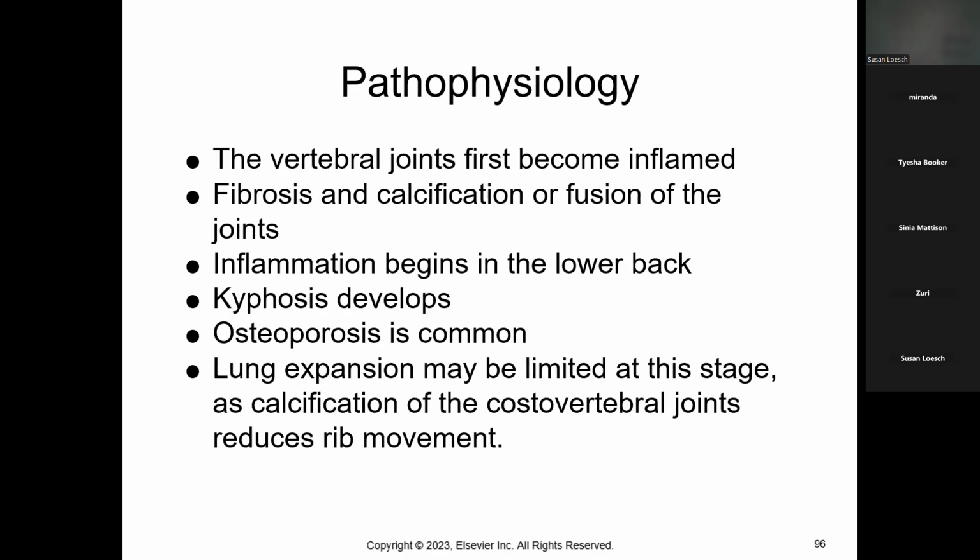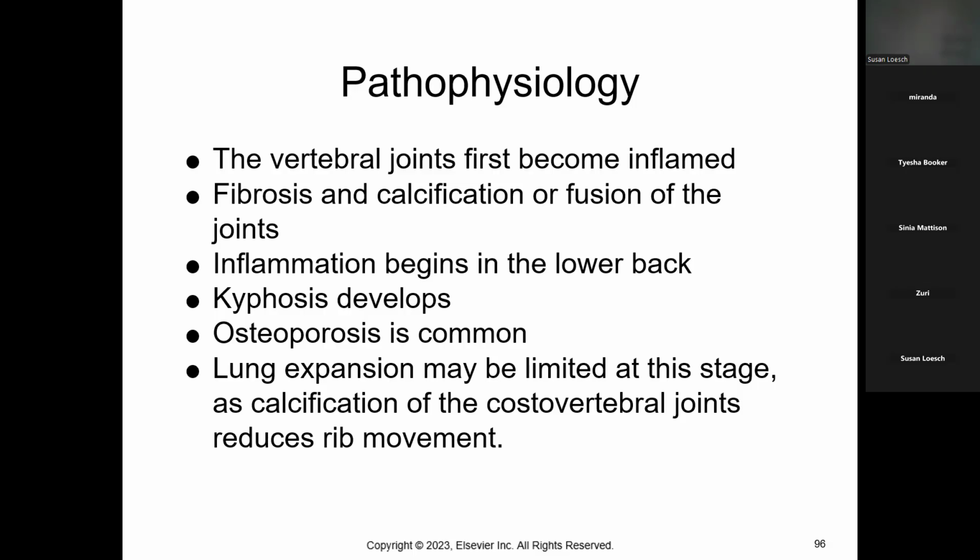So, the vertebral joints will become fixed and inflamed. They'll have fibrous calcification and fusion of the joints. It's called ankylosis when the joints fuse or become fixated. And because the joints are fixated, remember they're supposed to be movable, it causes them to lose mobility. Inflammation can start in the lower back at the sacroiliac joints and progress up the spine, and eventually they'll end up with something called a poker back.